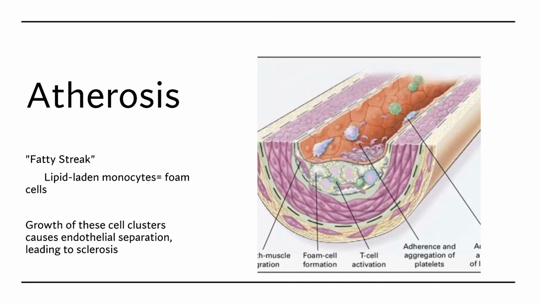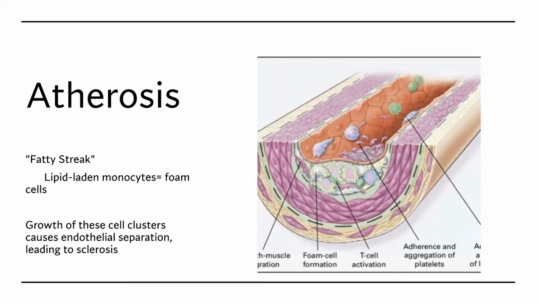And so it is quite literally a streak of fat. And it's formed by these lipid-laden monocytes. So if you look at this picture here, we see some monocytes accumulating underneath the endothelium. That's relevant. Those cells are called foam cells. They are taking in cholesterol and triglyceride and fats and lipids.